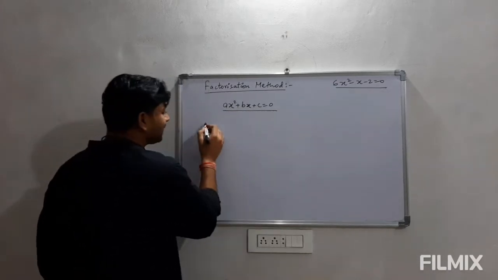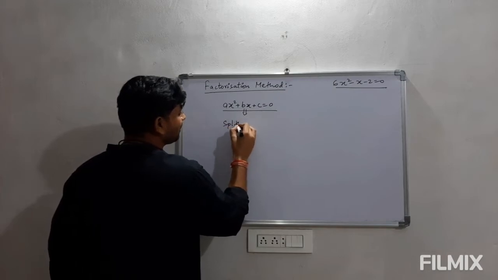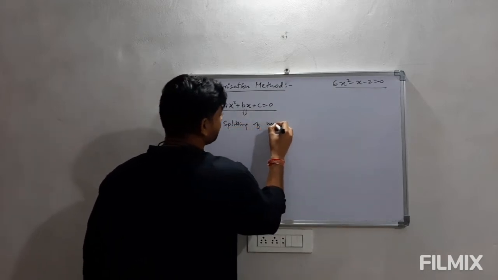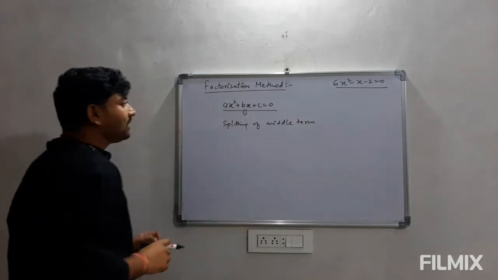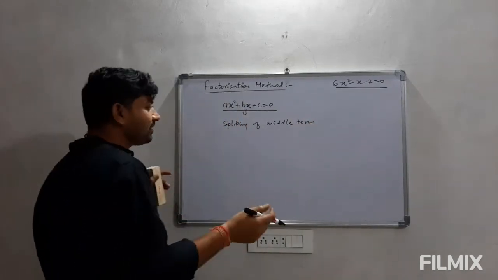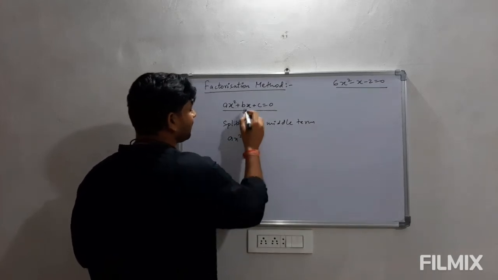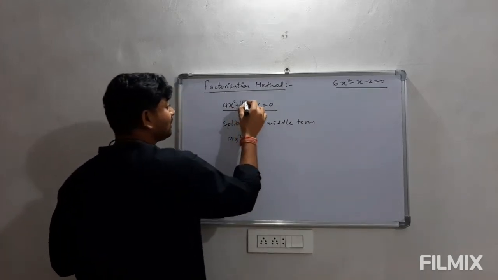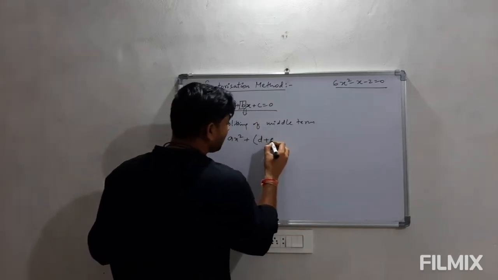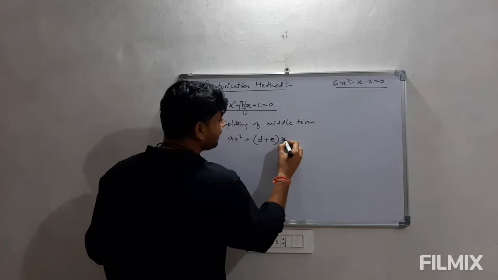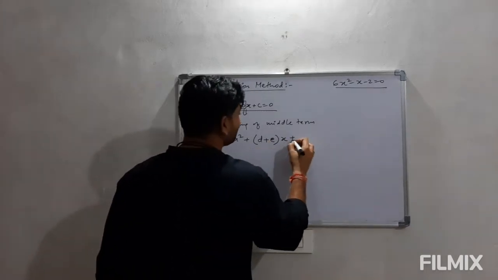To do factorization here, the basic method is called splitting of the middle term. Now in the middle term we have to split it into two parts. Like if we break it, x square plus, to break this we have the coefficient of x, that is b. We will be breaking this b into two parts. Let us call them d and e. We will write it as b is equal to d plus e.